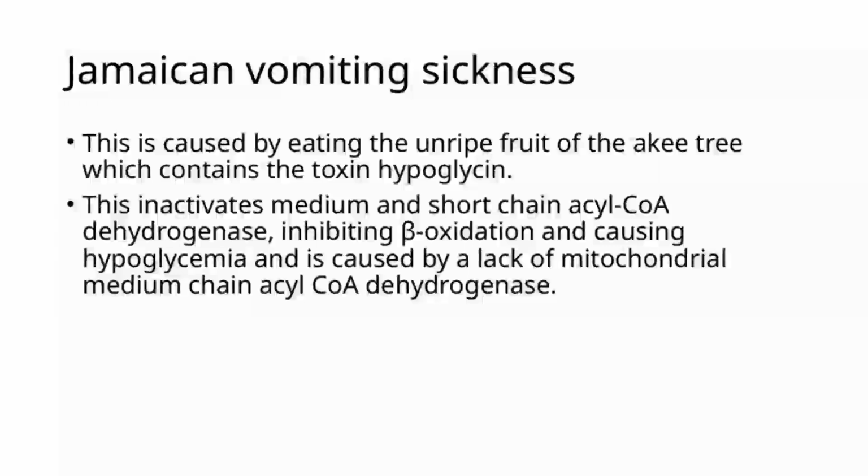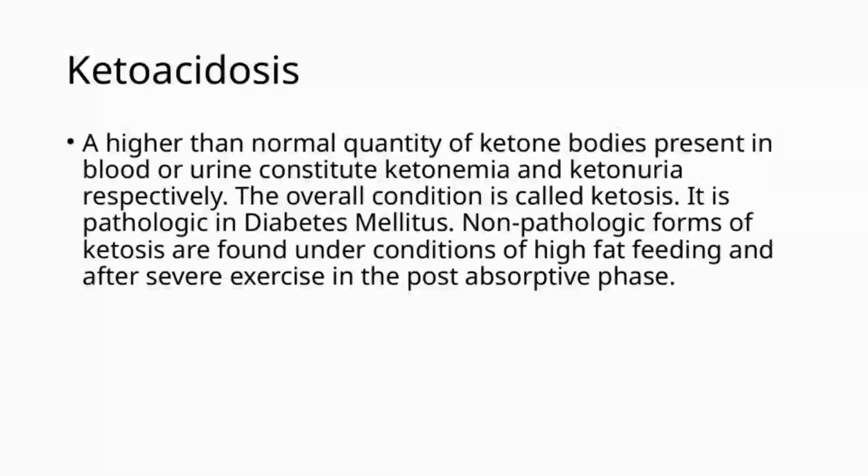Now let's talk about ketonemia and ketonuria. When there's a higher than normal amount of ketone bodies in the blood, that's called ketonemia. If these ketones are present in the urine, it's known as ketonuria. When these conditions occur together, we refer to the overall state as ketosis. It's important to note that ketosis can be a normal response in certain situations, like during periods of high fat intake or after intense exercise, especially in the post-absorptive phase. These are non-pathologic or harmless forms of ketosis.